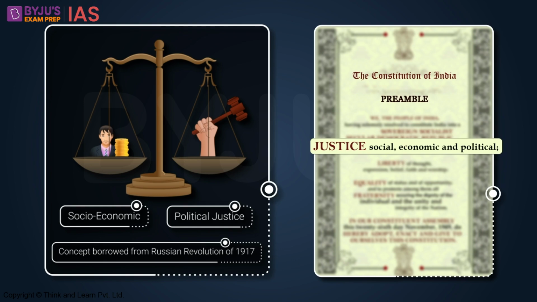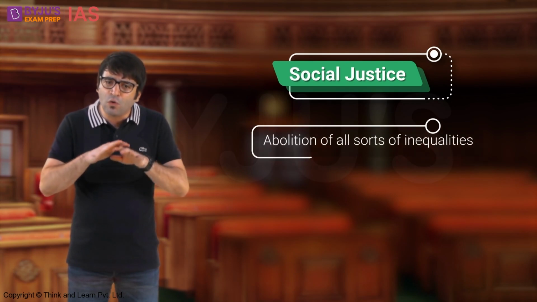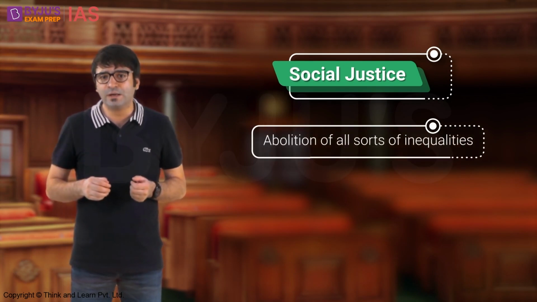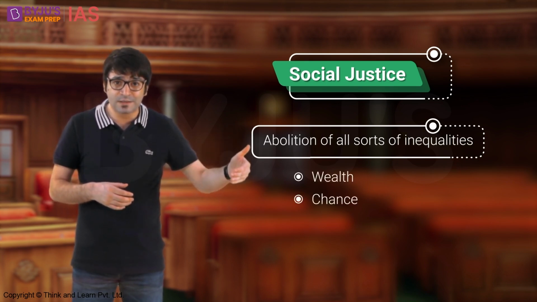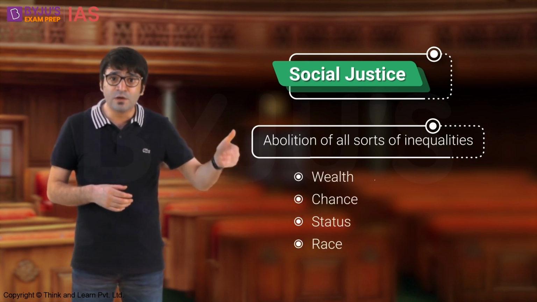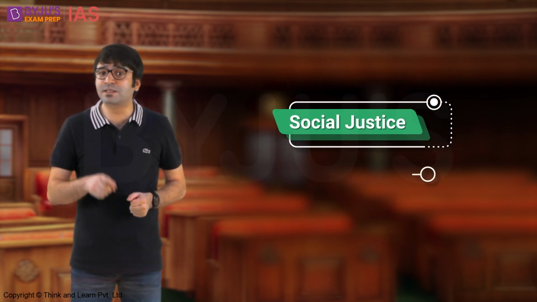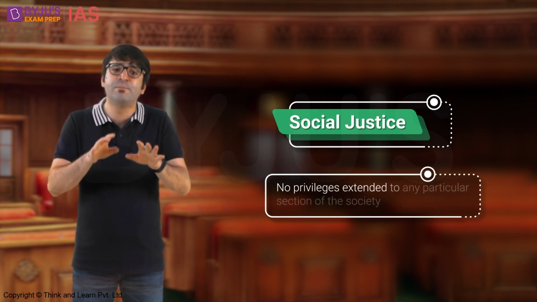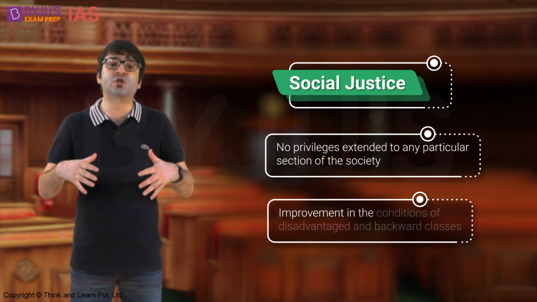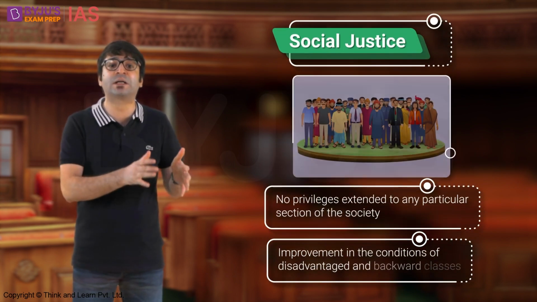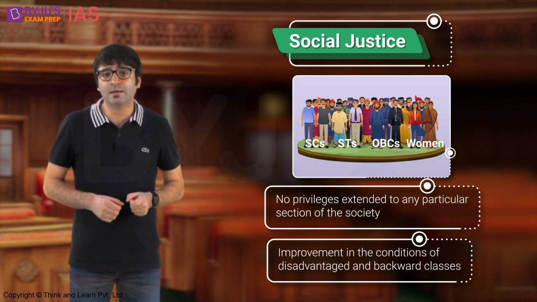Well, let's examine them. Social justice involves the abolition of all sorts of inequalities which may occur from variations of wealth, chance, status, race, religion, caste, title, and the like. It means that no privileges are extended to any particular section of the society, and the improvement in the conditions of disadvantaged and backward classes, SCs, STs, OBCs, and women.